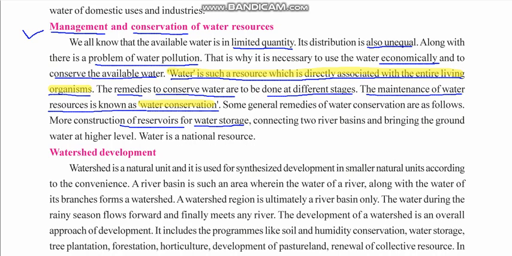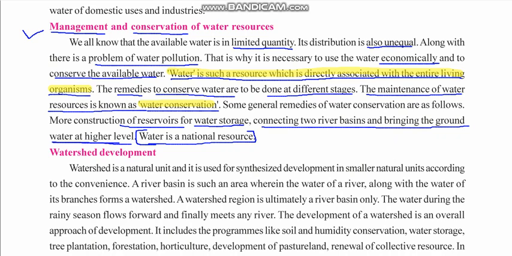Many times it happens that there is excessive rain, but the water flows into the river or directly into the sea and it is non-usable. So we need to see that more reservoirs are constructed so that more water can be stored. Connecting two river basins and bringing the groundwater to a higher level. This is very important, because most of the people living in towns or villages are using ground level water more. Water is a national resource. Remember this. Water is not the property of a single person, it is a national resource, and that is why it needs to be protected.